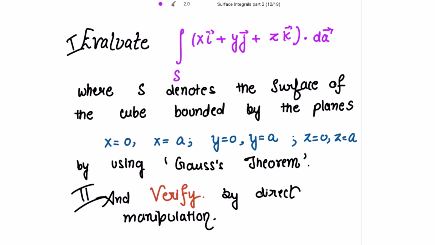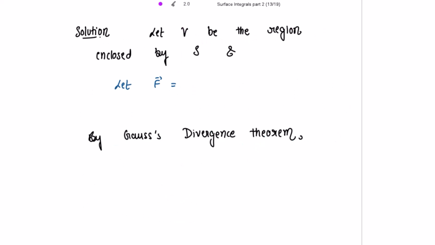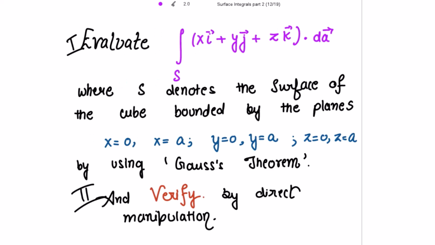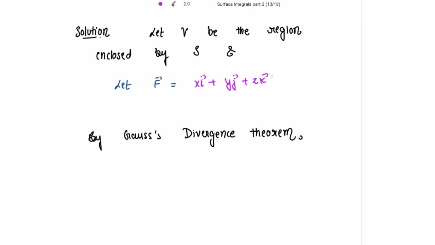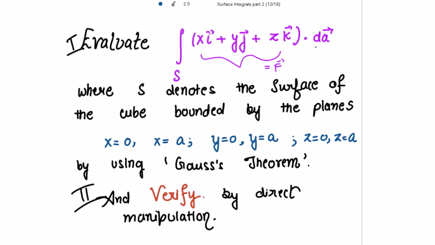To solve this integral, let's use Gauss's divergence theorem first. So let V be the region enclosed by the surface S, and let's take F vector to be this one. And then by Gauss's divergence theorem we have the result: the surface integral of the dot product of F vector with dA vector. Why have I taken the dA vector? Because here it is given to us that you should use the dot product with dA vector.